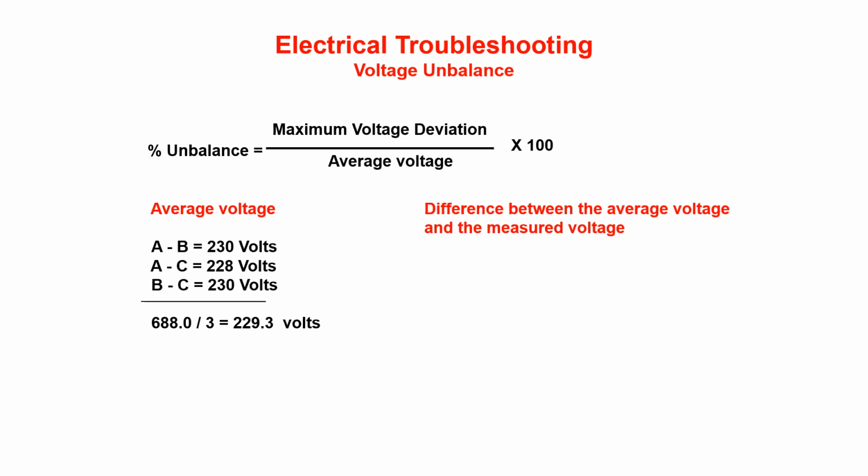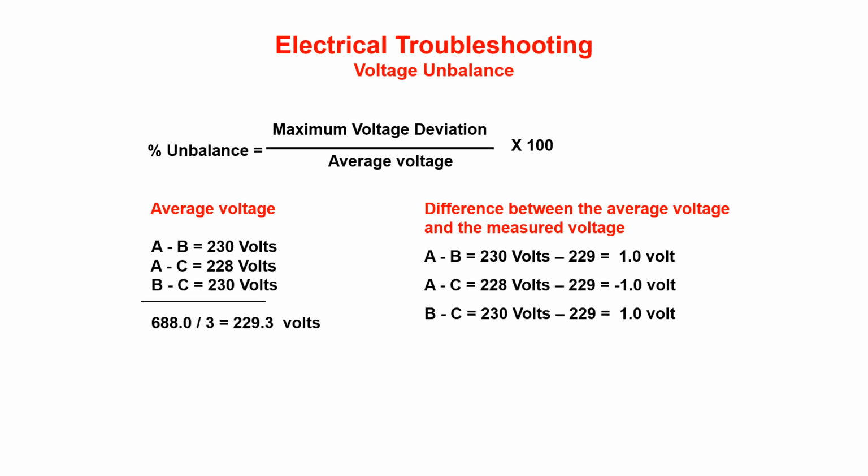The difference between the average voltage and the measured voltage is, from A to B we had 230 volts. We're going to subtract 229 volts, which says we had 1 volt deviation. From A to C, we had 228 volts, which we will subtract 229 volts, which is equal to minus 1 volt. From B to C, we had 230 volts minus 229 volts, which is equal to 1.0 volts. Therefore, the largest number there was 1, so the maximum deviation is 1 volt.